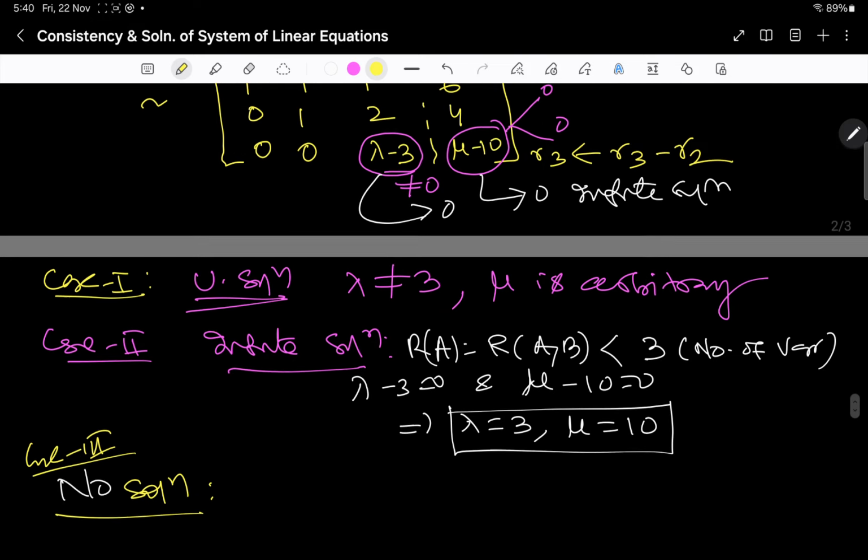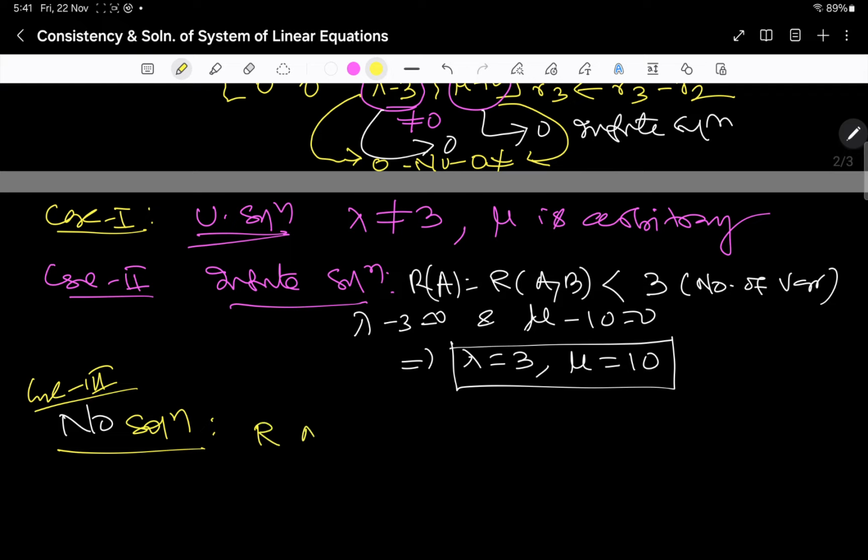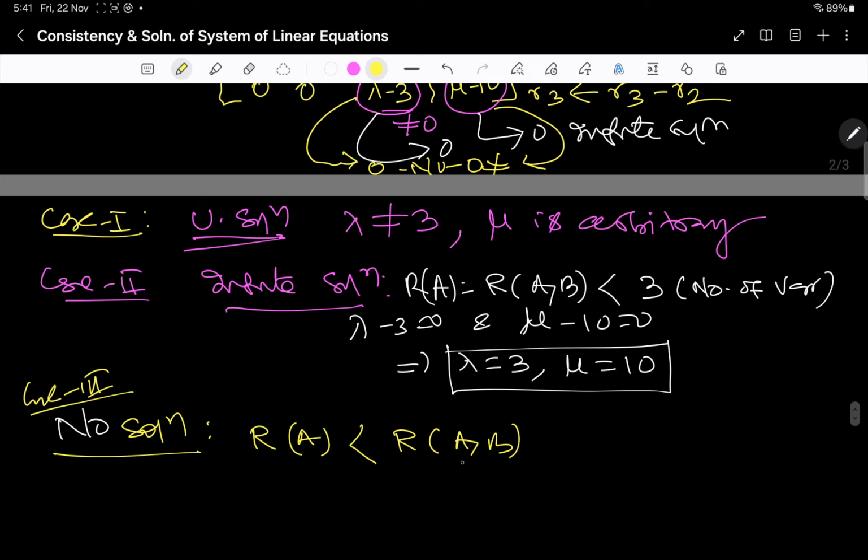So for no solutions what do we need? We need that some contradiction should come out. So here if it is my 0 here and if it is my non-zero here, then it will lead me to no solution, is it not? So for no solution here rank of A is not equal to your rank of AB. For specific, if I make it this, okay, then what will happen? Suppose rank AB is my 3 and rank A is my 2 here.